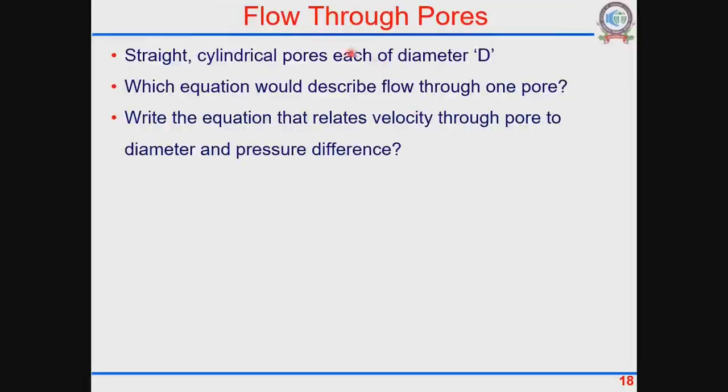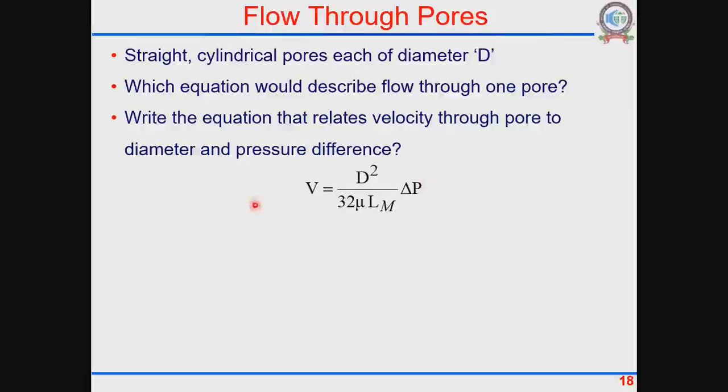Okay, so if we imagine that the membrane consists of a straight cylindrical pore, each of diameter d, can you tell me which equation would describe the flow through one such pore? And once you tell me, you can write down that equation that relates the velocity through this pore to the diameter of the pore and pressure difference. So at this point, you should pause the video and try to write the equation. Once you write, then you can continue viewing the video.